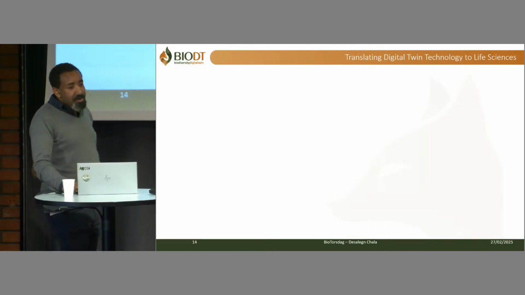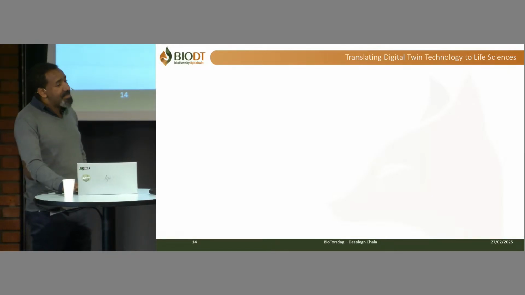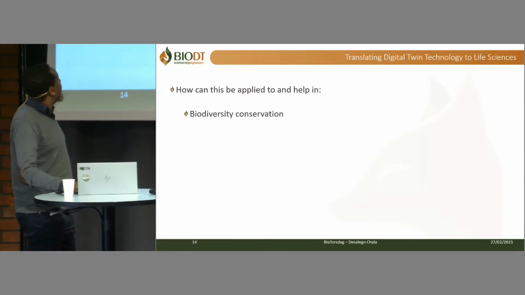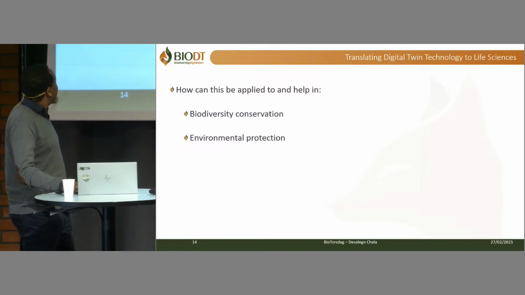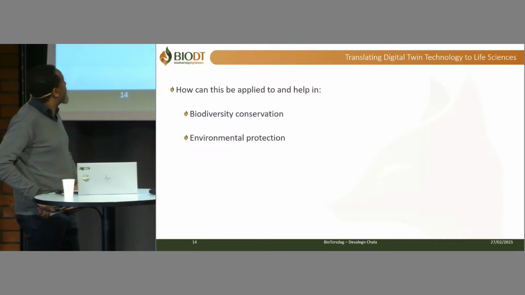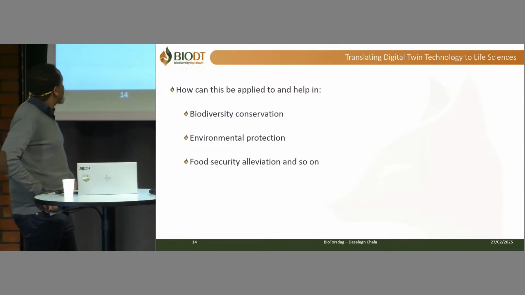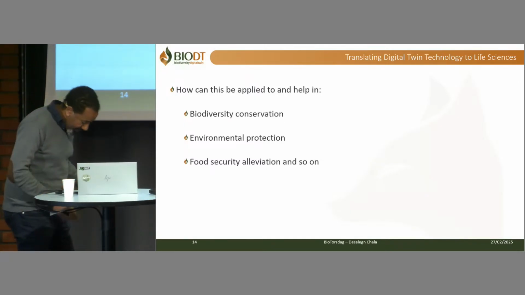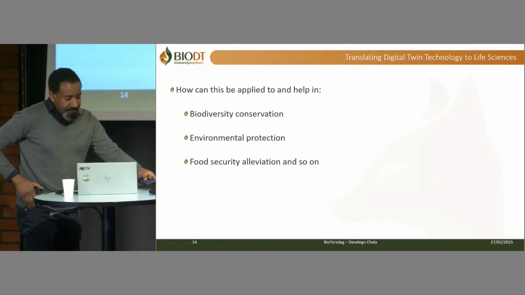So now the question is, how can we translate this into life science? For example, how can we make use of it in biodiversity conservation? How can we make use of it in environmental protection? And how can we make use of it in food security, and so on?